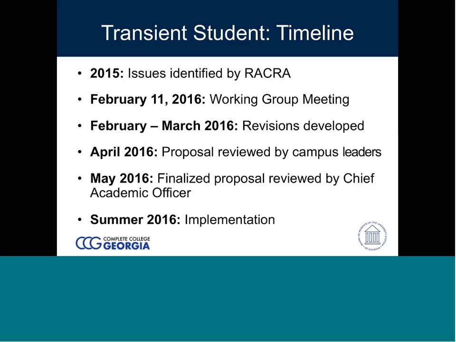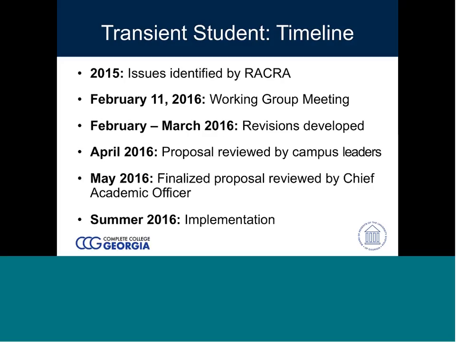So to just briefly go over the timeline, transient student issues were raised by the Regents Advisory Committee for Registrars in 2015. The focus was that inconsistencies in the transient student approval process across campuses, as well as the complexity of the process, could potentially inhibit students from taking transient courses and possibly prevent students from transferring transient credit as they intended.